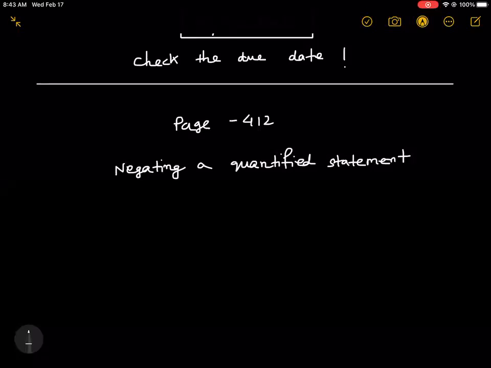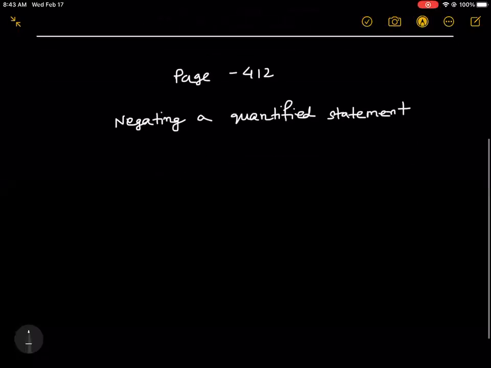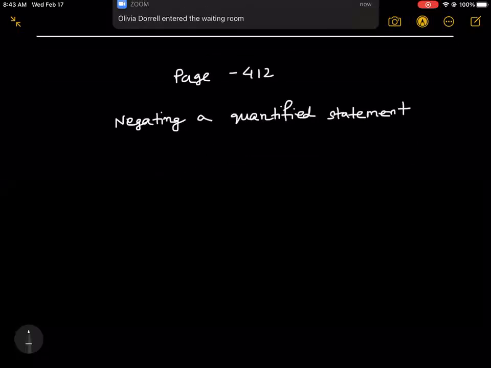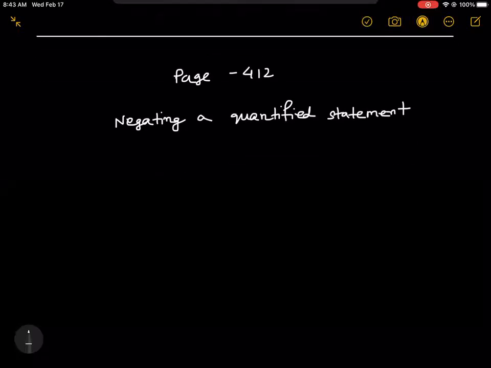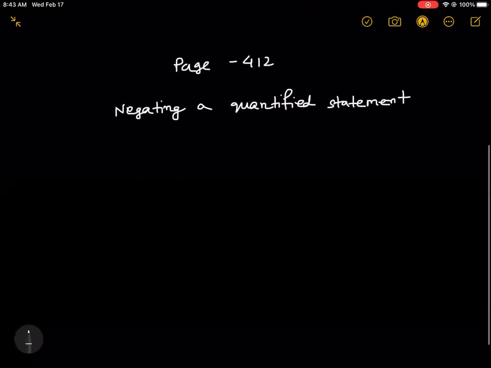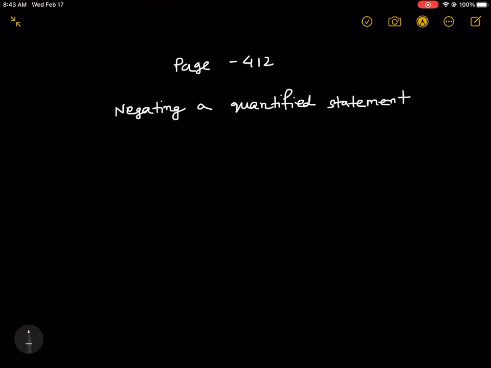If you have the book in front of you, you can see the first statement says the negation of "all A are B" is "at least one A is not B." Okay, now what does that mean? So the first one says the negation of "all A are B" is "at least one A is not B."